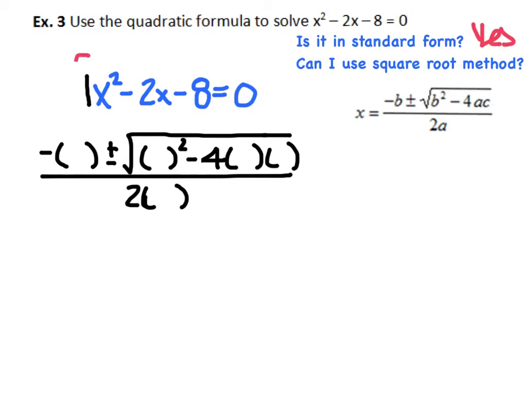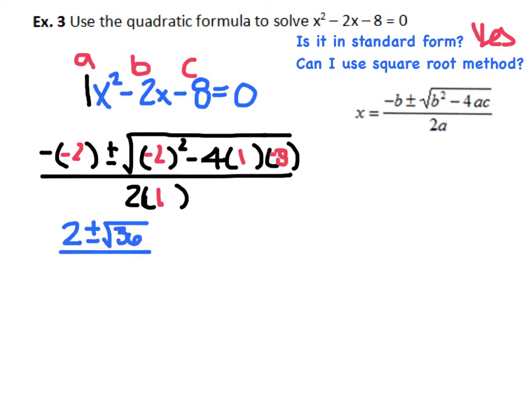So let's go ahead and plug in what our a value is, our b value, and our c value into our formula. I have negative b, which is -2, plus or minus b, -2, squared minus 4 times a, which is 1, times c, which is -8, all divided by 2 times a, which is 1. So let's simplify this. Negative and a negative gives me a +2, plus or minus the square root of, we would end up with 36 when I do that, all divided by 2 times 1, which is 2.